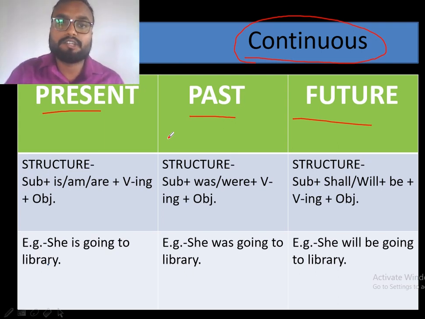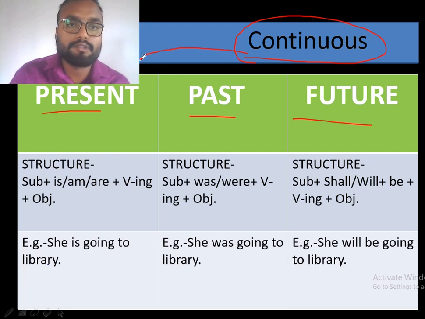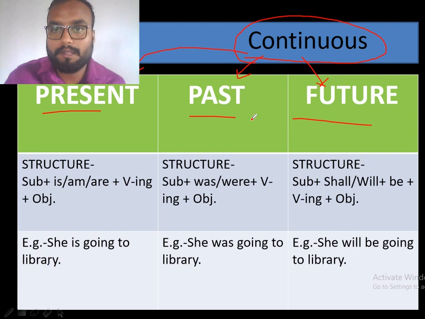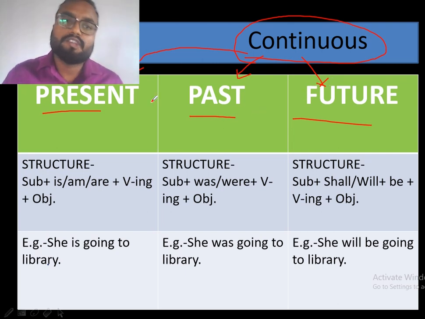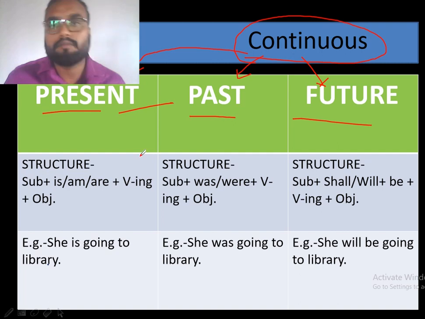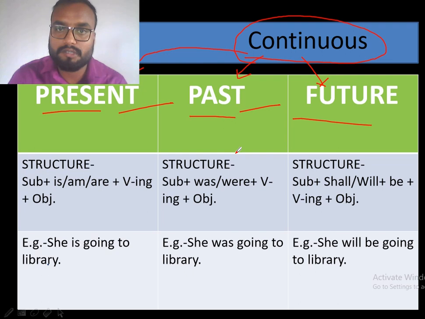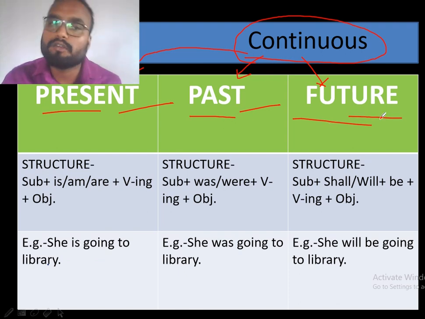So now you can relate it with tense: continuous tense in past, as well as in future. Any action which may be in process at any time in present will be referred to as present continuous tense. Any action which may be going on, which may be in progress at any time in past will be referred to as past continuous tense. Any action which will be in progress in coming time in the future will be referred to as future continuous tense.